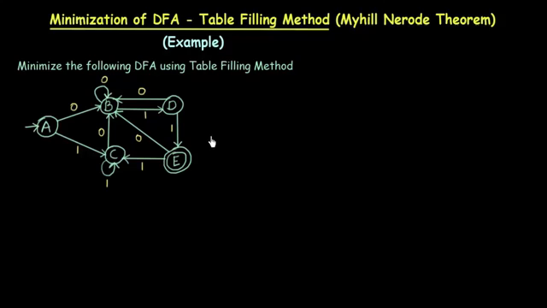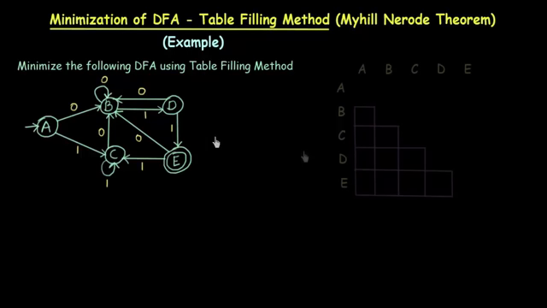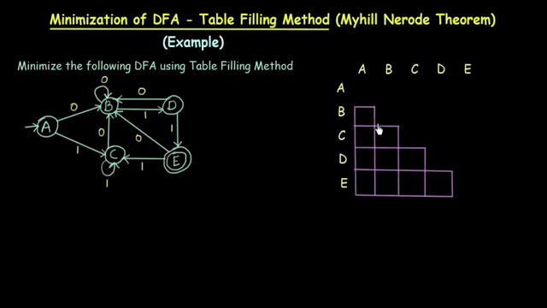So the first step is to draw the table for each pair of states in this DFA. So let's draw the table for that. Here I have drawn the table for this DFA, and if you don't know why this table looks like this, watch the previous video to know why we have drawn the table in this manner. Now we have to check for the pairs of states in which one of the states is a final state and the other is not a final state, and we have to mark those pairs.